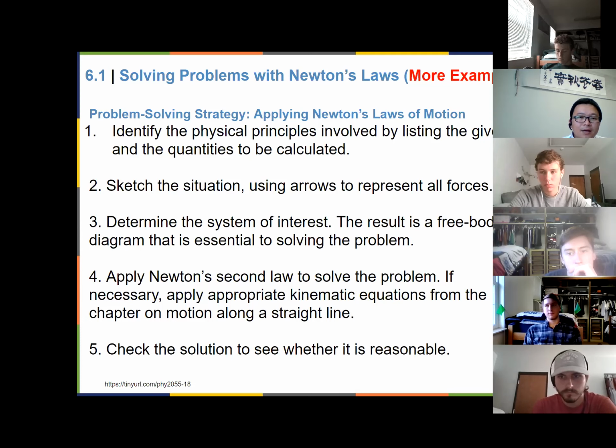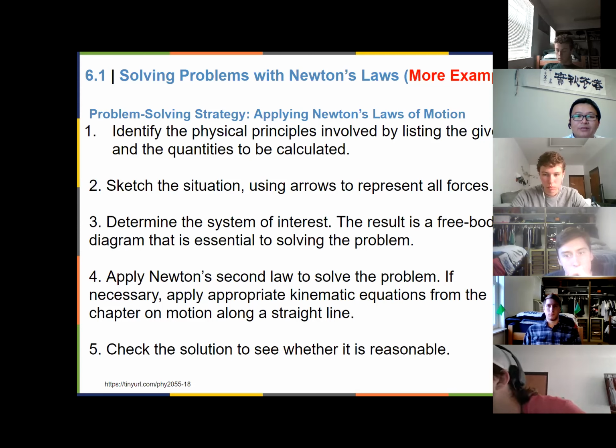The third step here is to determine your system of interest. Sometimes in a problem there are many objects, but in order to figure out what's asked, you probably do not have to consider all the objects. Maybe just isolate one or two of the objects, which should be sufficient to solve the problem. Once you have identified your system or object of interest, draw the free body diagram on the objects or the system. Then the next step is to apply Newton's second law to solve the problem.